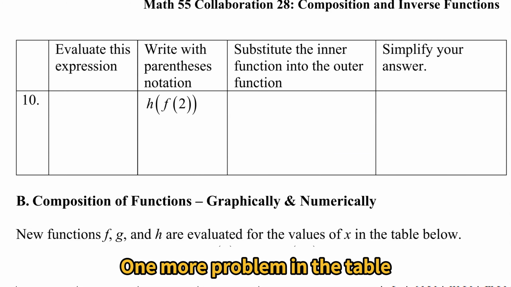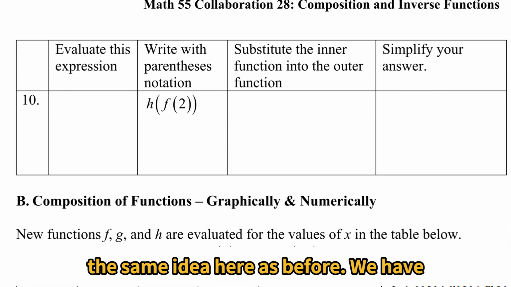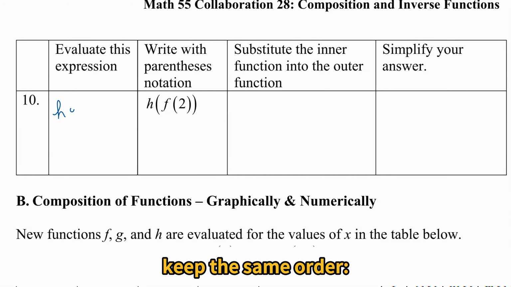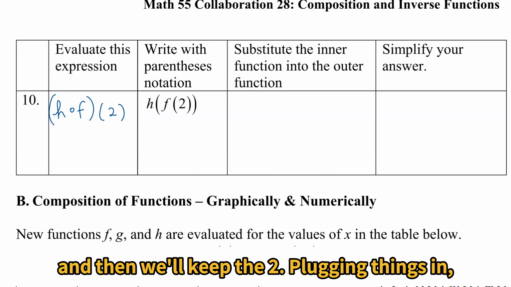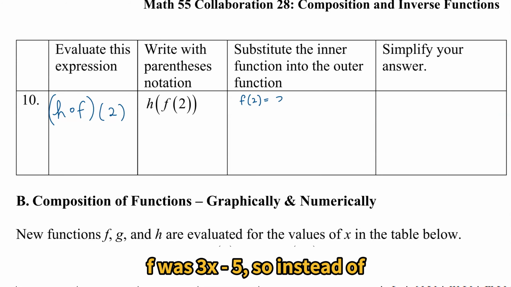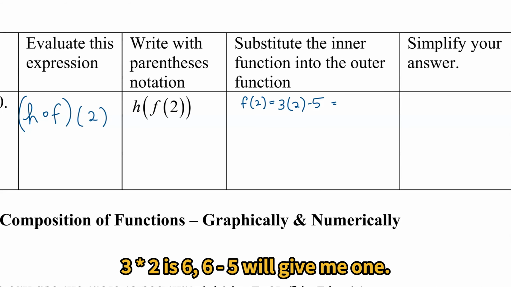And one more problem in the table that spilled over onto the next page. The same idea here as before. We have the parentheses notation h of f of 2. For the circle notation, keep the same order. Just put the circle between the two function names, and then we'll keep the 2. Plugging things in, I can first plug 2 into f and determine what that is. f was 3x minus 5, so instead of x, we'll put a 2. 3 times 2 is 6. 6 minus 5 will give me 1.